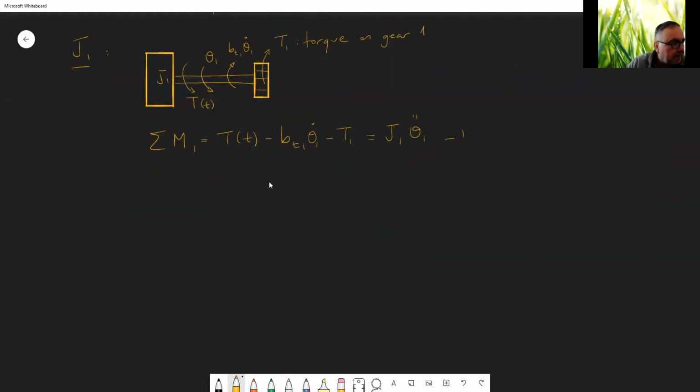For J2, we have the gear first, that is connected to, let's say, J2. This is T2 on gear 2. This is the torque on gear 2. There is the opposing torque, which is BT2 times theta 2 dot. And J2, yes, that's here.